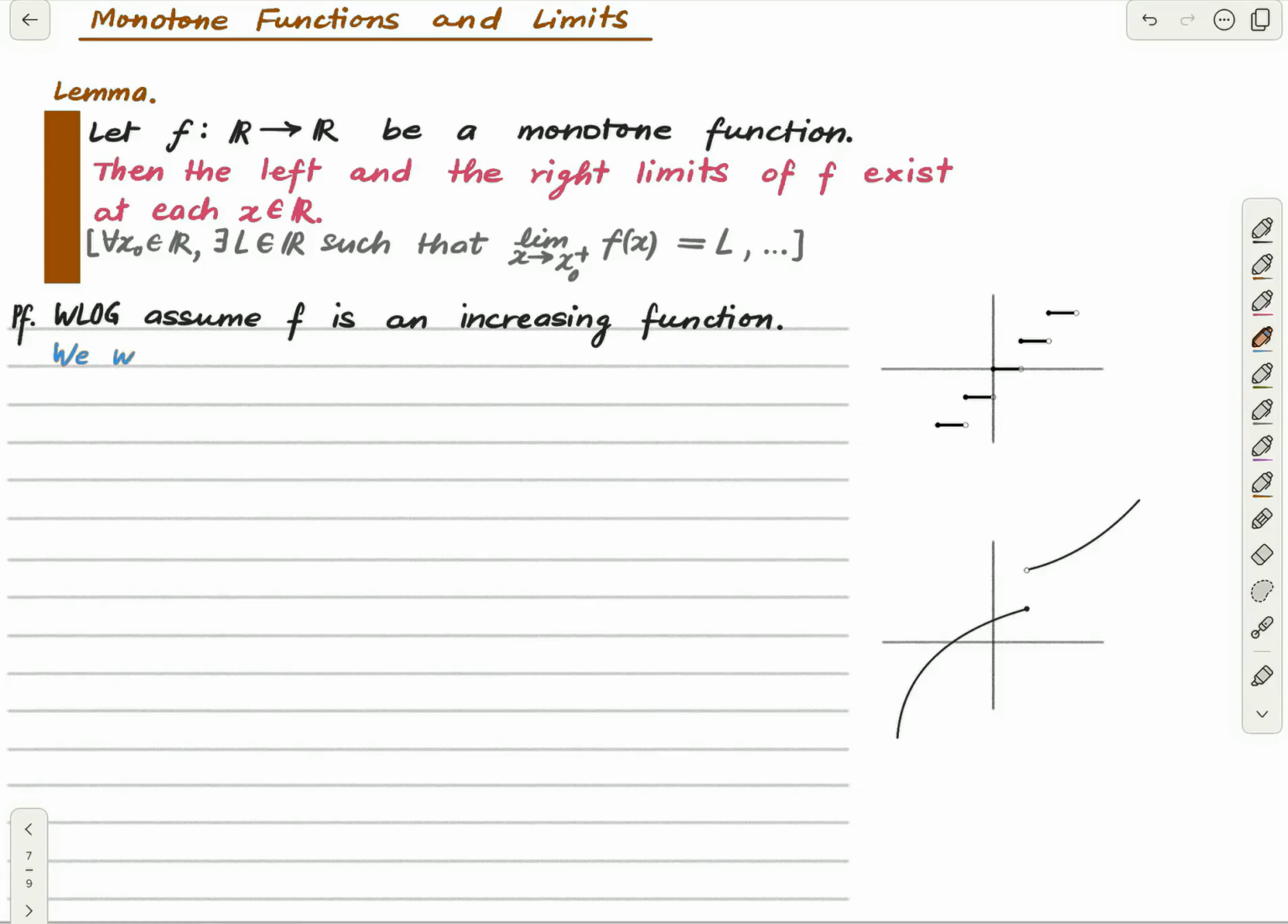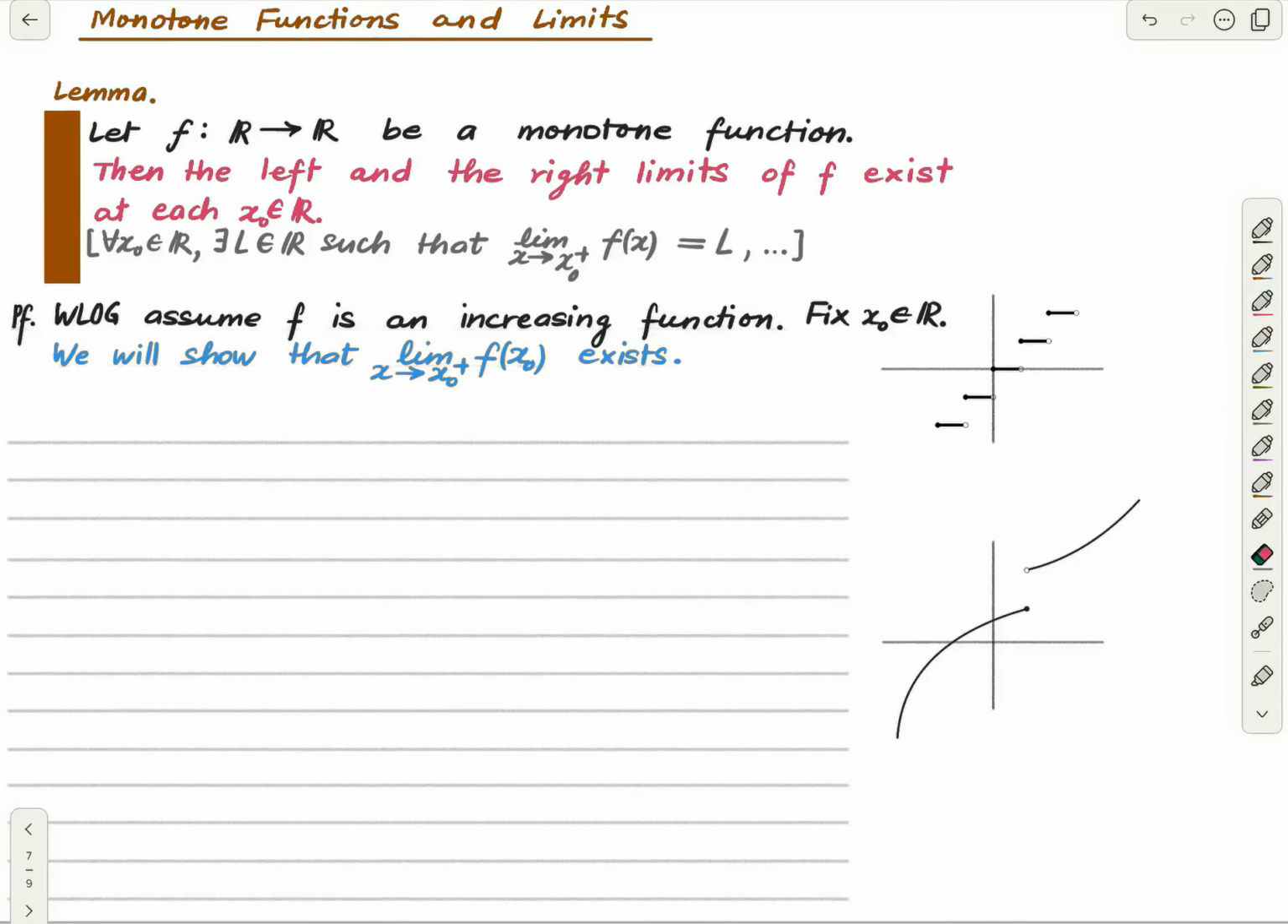So we will show that this thing exists. I should have, before writing that statement, said fix some real number x naught. Okay. In fact, what we will show is that we can nail down this limit. So we claim something stronger.